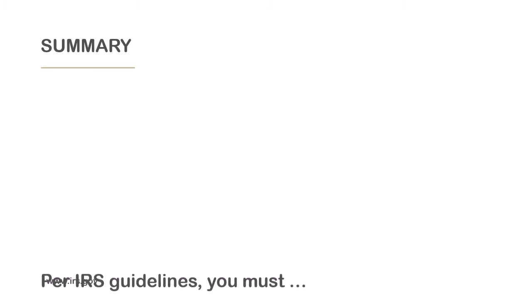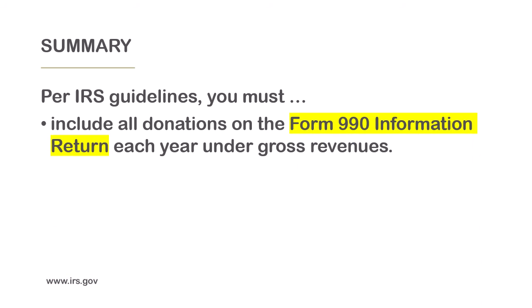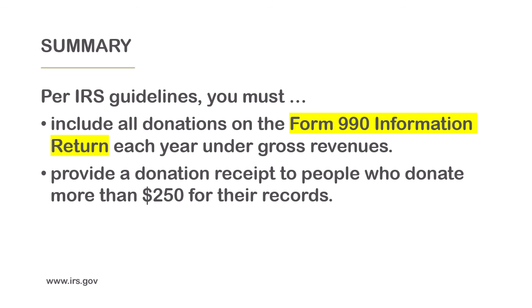So, in summary, per IRS guidelines, you must do these things. Include all donations on the Form 990 information return each year on the gross revenues. Provide a donation receipt to people who donate more than $250 for their records because they want to turn it in with their Form 1040s as a tax write-off. Now, if you want to, you can provide them with receipts for any amount that they give, but the IRS mandates that you give them a receipt for $250 or more for their records.